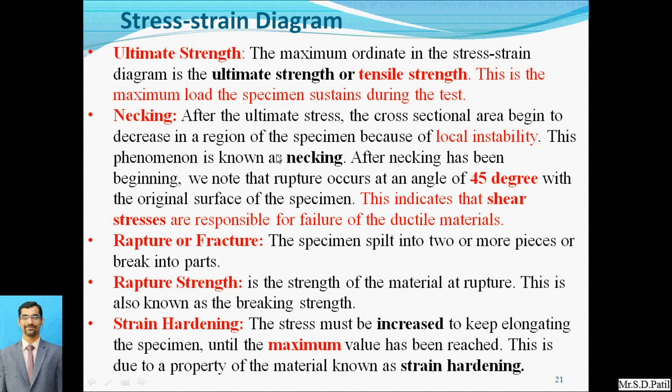This is the phenomenon where, after the ultimate tensile stress, the cross sectional area begins to decrease in a region of the specimen because of local instability. So the crystal structure is disturbed, and then the neck formation starts. After necking begins, we note that rupture occurs at an angle of 45 degrees with the original surface of the specimen. So generally that is where rupture may occur.